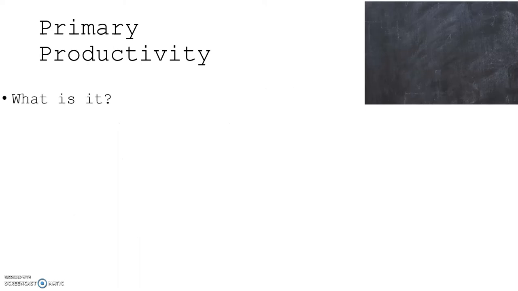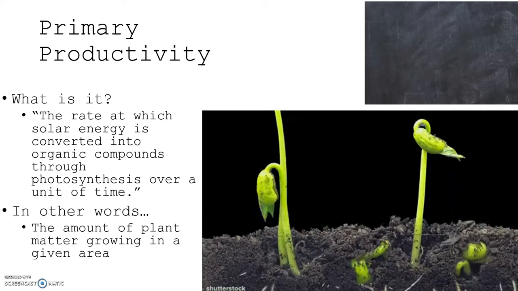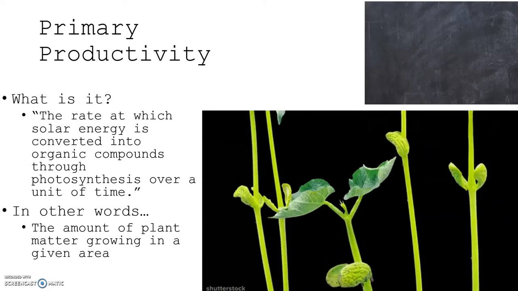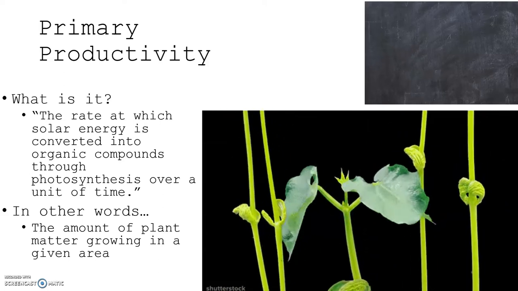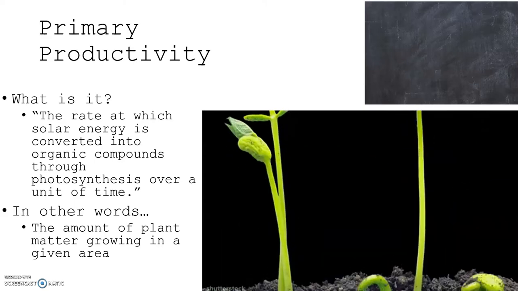Let's take a look at primary productivity. What is it? It's the rate at which solar energy is converted into organic compounds through photosynthesis over a unit of time. Well, that's kind of a fancy way of saying it's the amount of plant matter growing in a given area. So how much of that solar energy is being converted into the actual physical growth of plants?